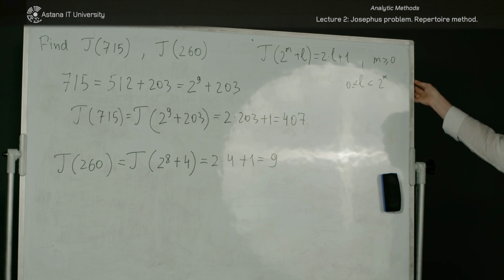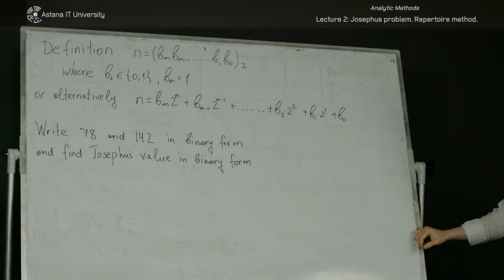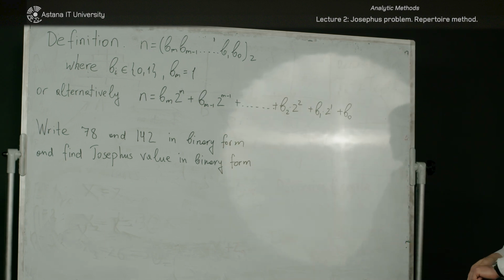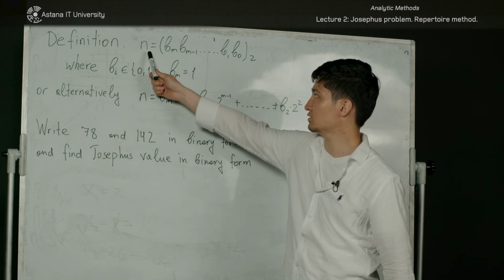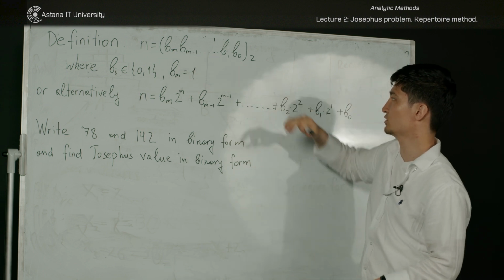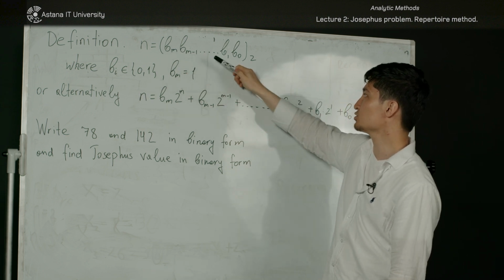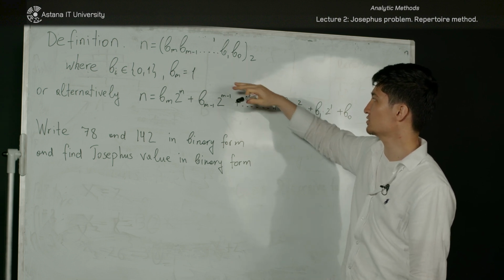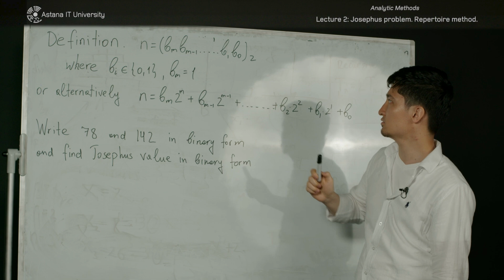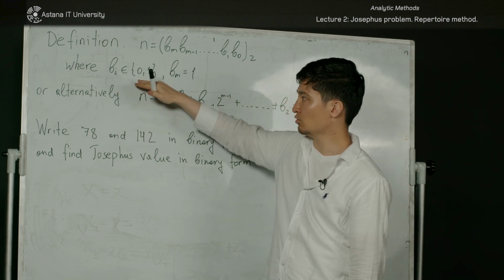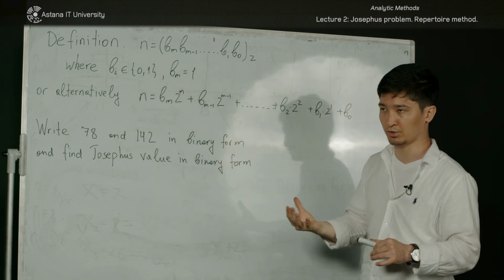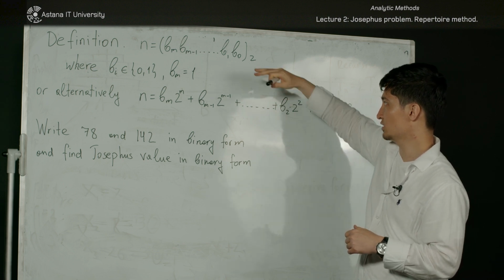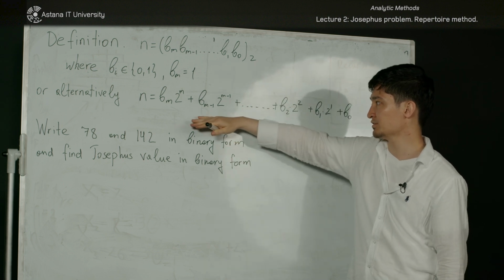Okay, let's consider the next problem. Now we can also express Joseph's number in binary form. So first of all, let's consider the definition. The binary form definition for an integer n is given by this: bm, bm minus 1, and so on until b1 and b0. So this is in binary form. In this case, these b's could be either 0 or 1, since we're talking about binary form. And bm will always be 1, so we always start our binary number with 1. So either this, or alternatively, we can express it in this form.